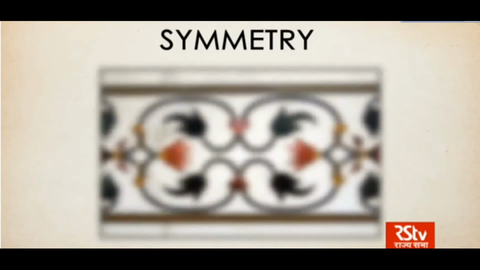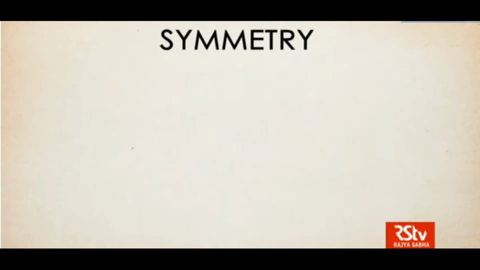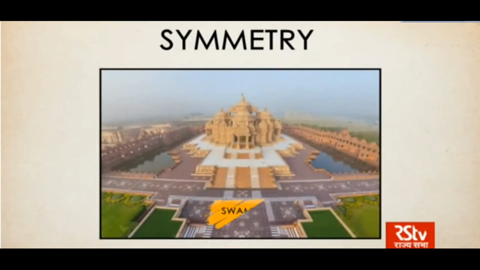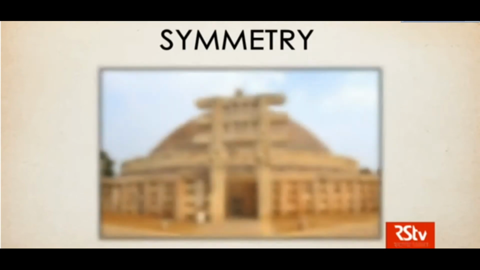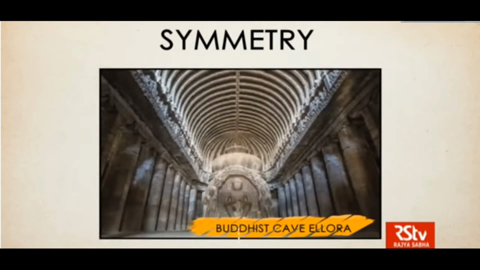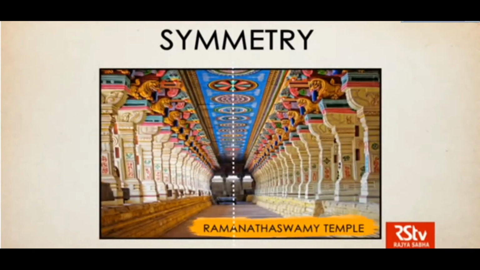Reflection symmetries also abound in the decorations made from precious and semi-precious stones inlaid on white translucent marble. Line symmetry like this can be seen in many monuments across India. The famous Sanchi Stupa, the Ellora Caves in Aurangabad, the temple at Rameshwaram, and India Gate.